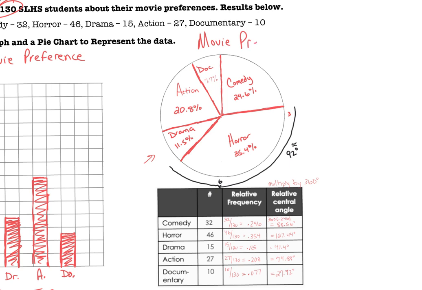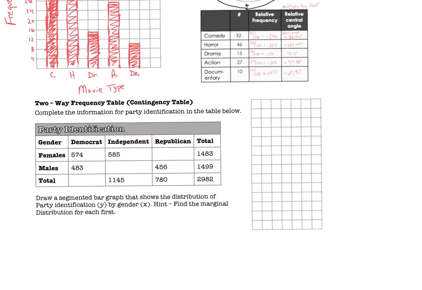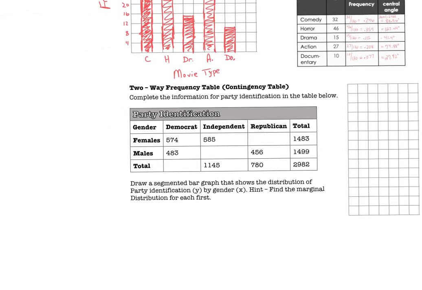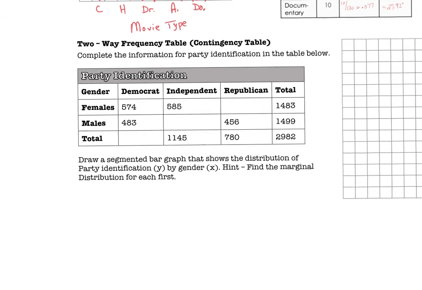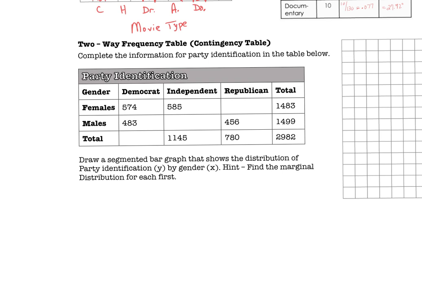And again, what we do is we use the pie chart when we're talking about relative frequency. We use the bar graph when we're talking about frequency. Okay? One more thing we can do is look at what's called a two-way frequency table. Okay? And so if you look down here, we got a two-way frequency table, and we're missing some numbers.